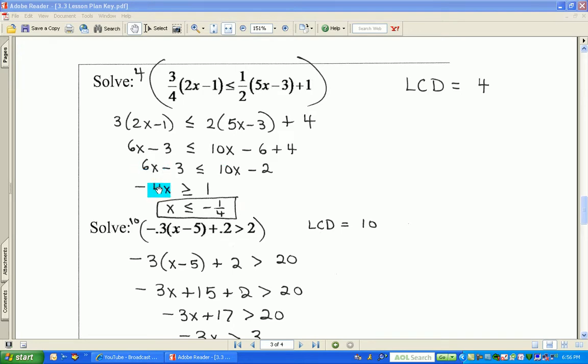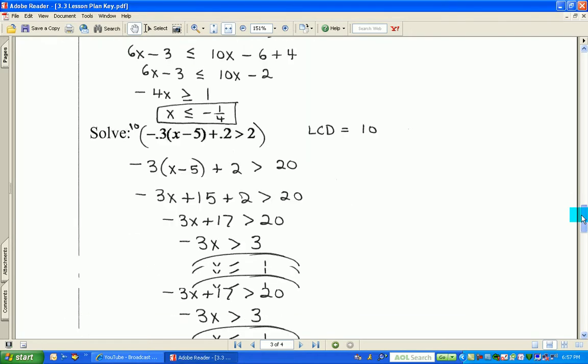6x minus 10x is a -4x, or the opposite of 4x. And what I'm then going to do is divide by -4. And again, please remember when you're dividing both sides of an inequality by a negative, the sign reverses. So I'm left with x is less than or equal to. 1 divided by -4 is a -1/4. So the solution set to this inequality is the set of all real numbers that are less than, smaller than, or possibly equal to -1/4.